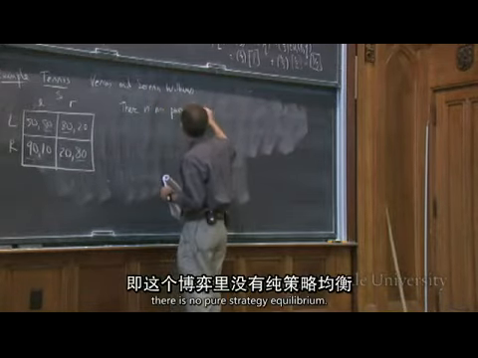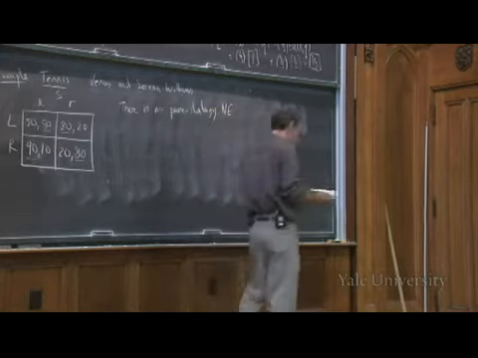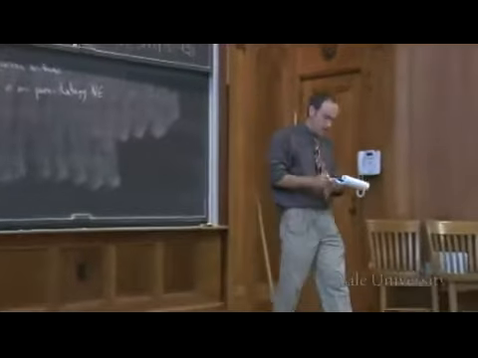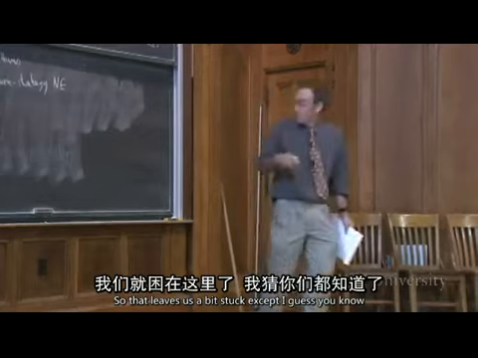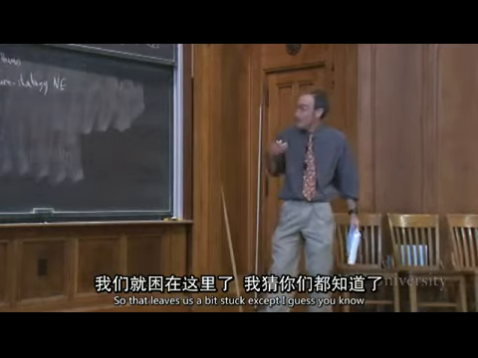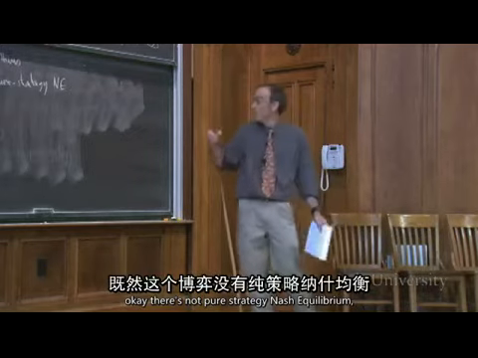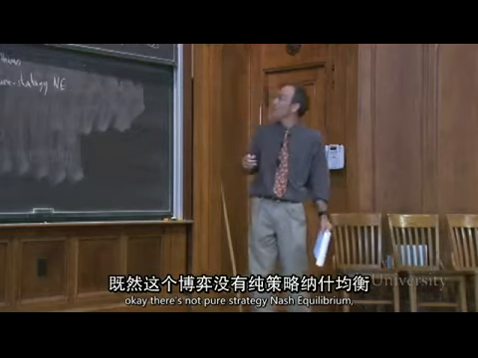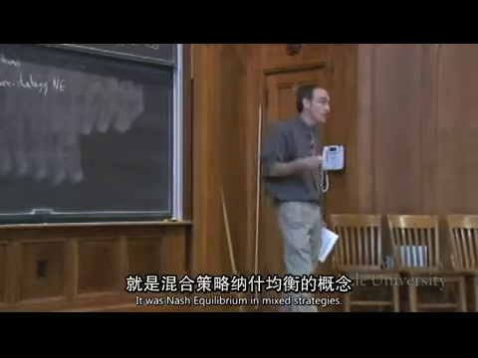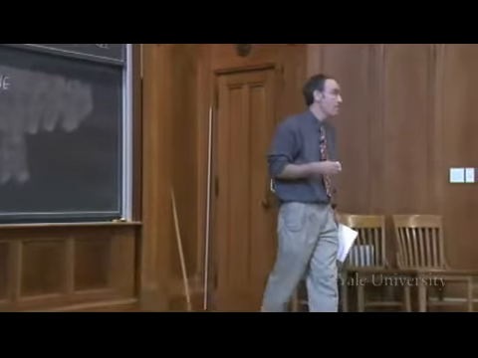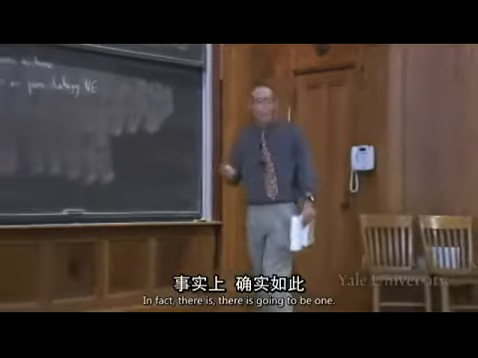Let's write that up. There's no pure strategy Nash equilibrium. All right. So that leaves us a bit stuck. Except, I guess you know what the next question is going to be, and I shouldn't leave it in too much suspense. The next question is going to be, okay, there's no pure strategy Nash equilibrium, but we've just introduced a new idea, which was what? It was Nash equilibrium in mixed strategies. Maybe there's going to be a mixed strategy Nash equilibrium. In fact, there is going to be one.